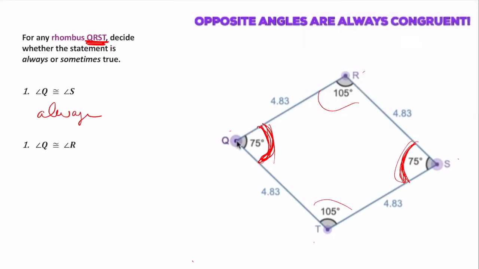Okay, Q and R. Now Q is here, and R is here, and you can see right here in this example they're not congruent. So we know right away they're not always going to be congruent, but sometimes they can be. And that one example is going to be if your rhombus is a square. If your rhombus is a square, then all of your angles are 90 degrees, and so obviously Q and R, no matter where they are, would always be 90. So that is sometimes true, and that is sometimes true when your rhombus is a square.